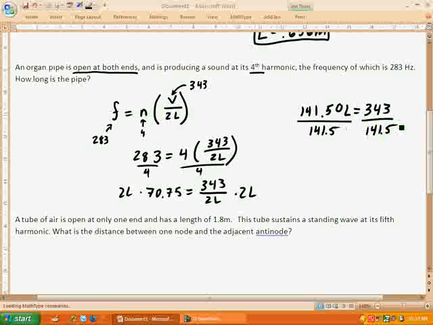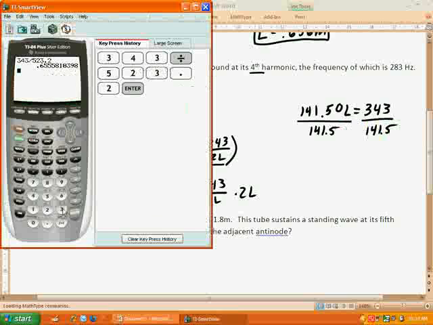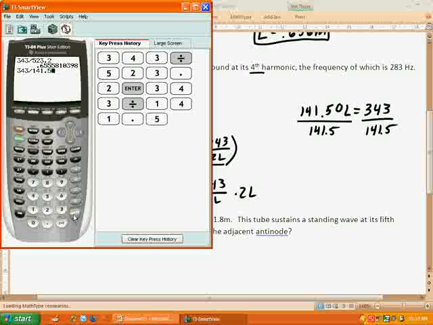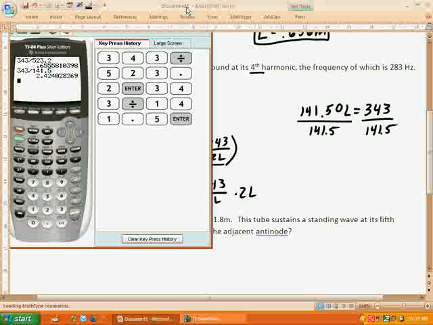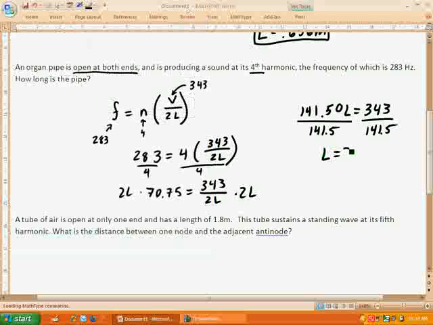And we get 343 divided by 141.5, and our answer is 2.42. Right? So the length is 2.42 meters. Awesome. So there you go. That's the length of the organ pipe.